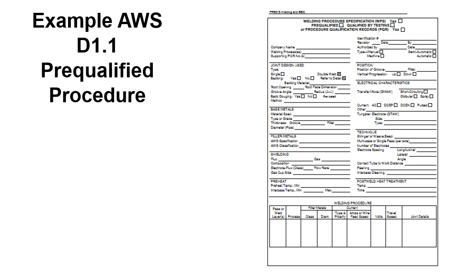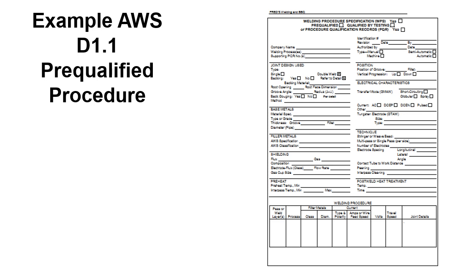Here's an example of an AWS D1.1 pre-qualified weld procedure. You can see this is the standard form. You can get it out of the AWS D1.1. You can use another format; you're not stuck with this one. This is just a general run-of-the-mill procedure. You can use it as pre-qualified, qualified by testing, or as a PQR. So you just check the boxes for what type of document you're going to use.